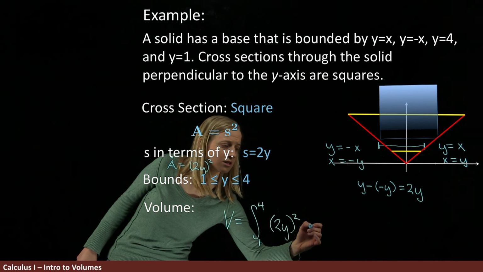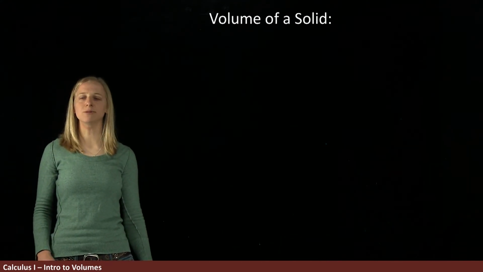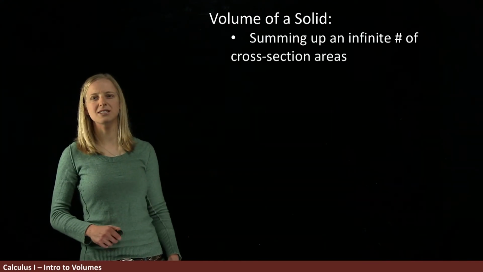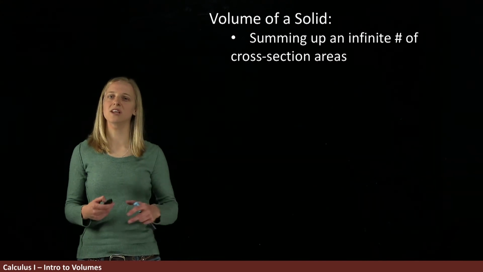So we have the integral from 1 to 4 of 2y, that quantity squared, dy. So to generalize, the volume of a solid can be found by summing up an infinite number of cross-section areas. And we learned this is just the integral.